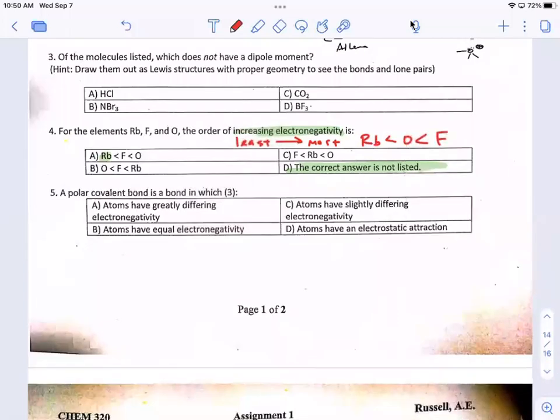All right, somebody answer number 5 for me. A polar covalent bond is a bond in which what? One more time. Is it A? Greatly different electronegativity, yes.